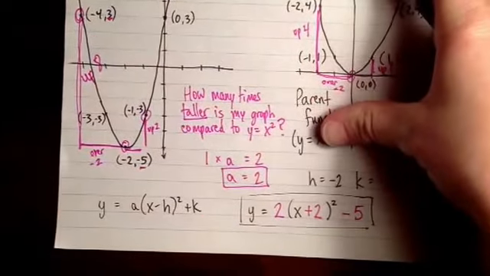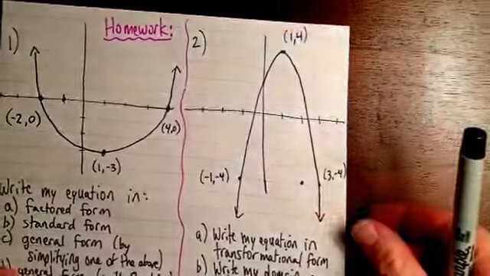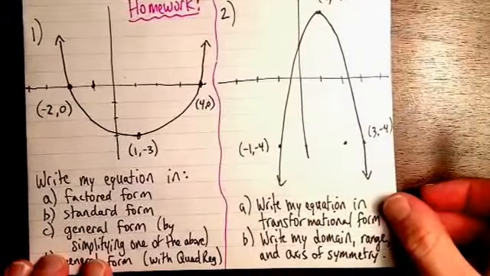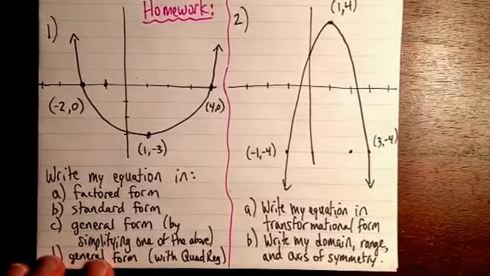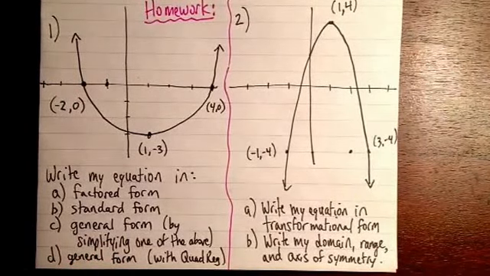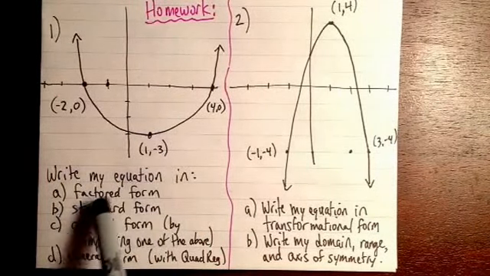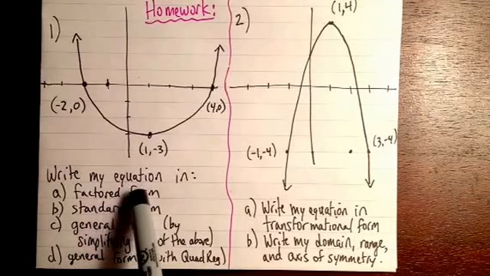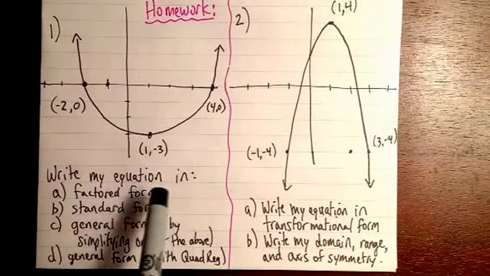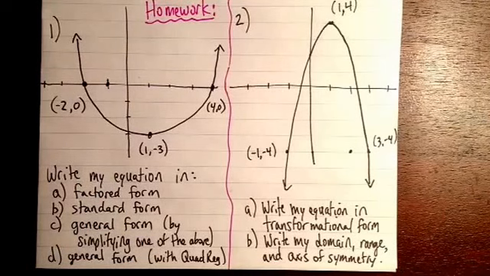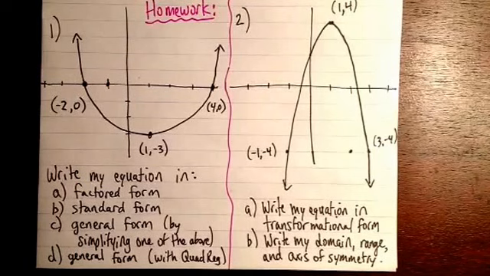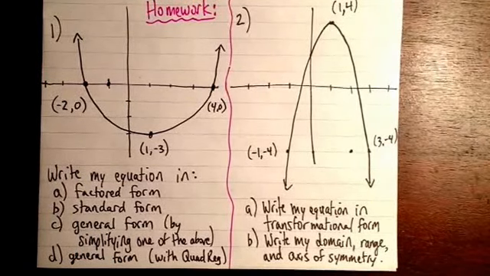Okay, so I've just got a couple little practice questions for you. There are 2 questions, but they each have a couple parts. So we've got 2 parabolas. For the first one, I want you to write the equation in a few different forms. Factored form. I'll let you look that up. Remind yourselves if you don't remember what factored form tells you about the graph.